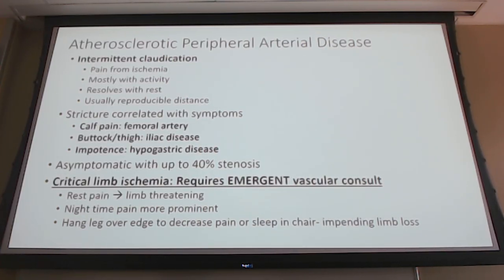This is a big one, critical limb ischemia. Okay, this is that rest pain doesn't ever go away. That pain, like they sit down and that pain constantly is there, it never goes away. Their distal extremity to wherever it is is pale, it's cold, okay? It'll lead to a critical limb ischemia, and this requires emergent vascular consultation and or surgery. Okay?